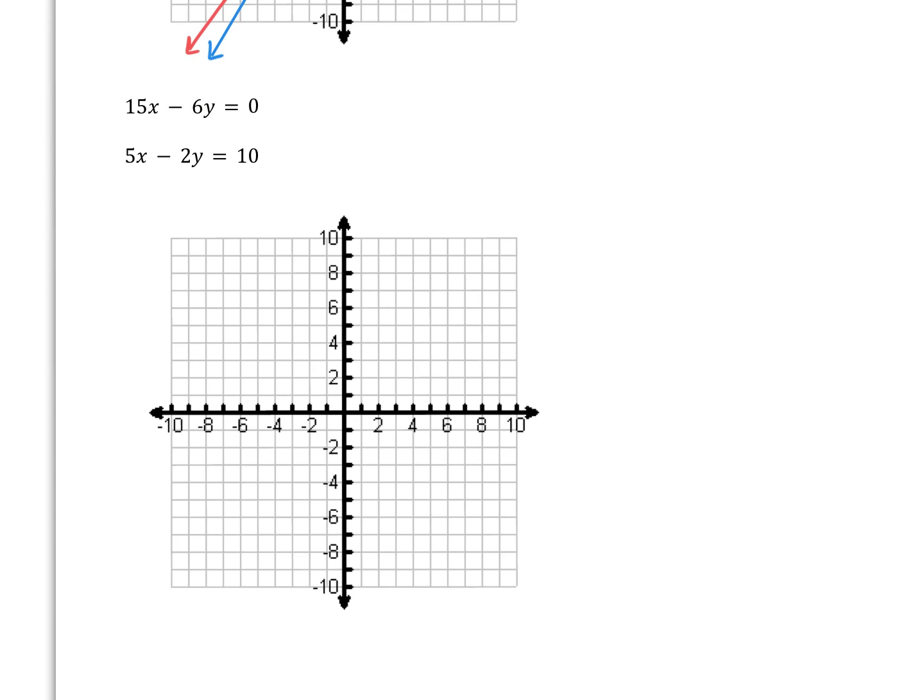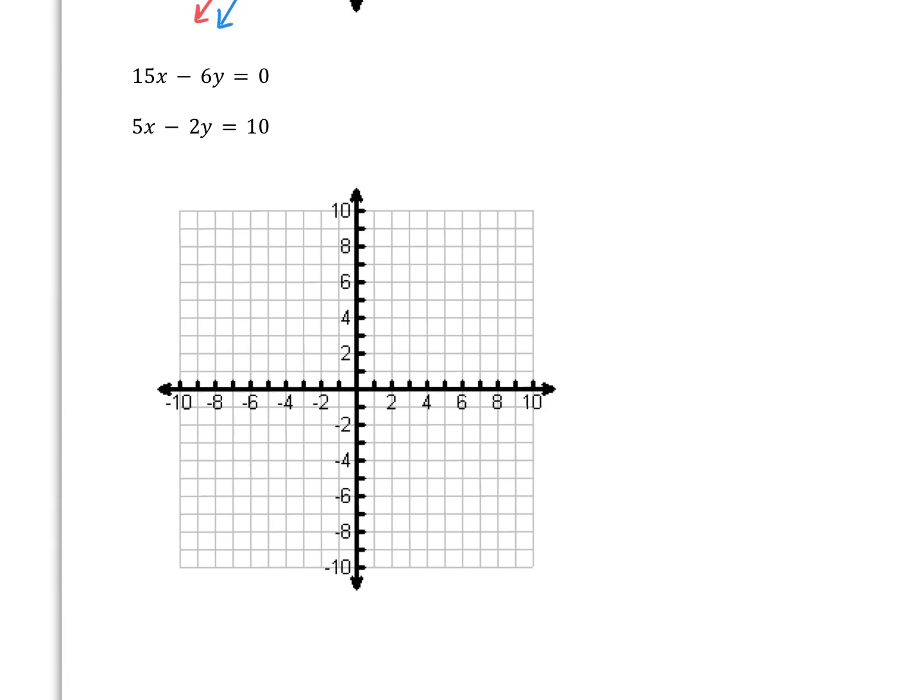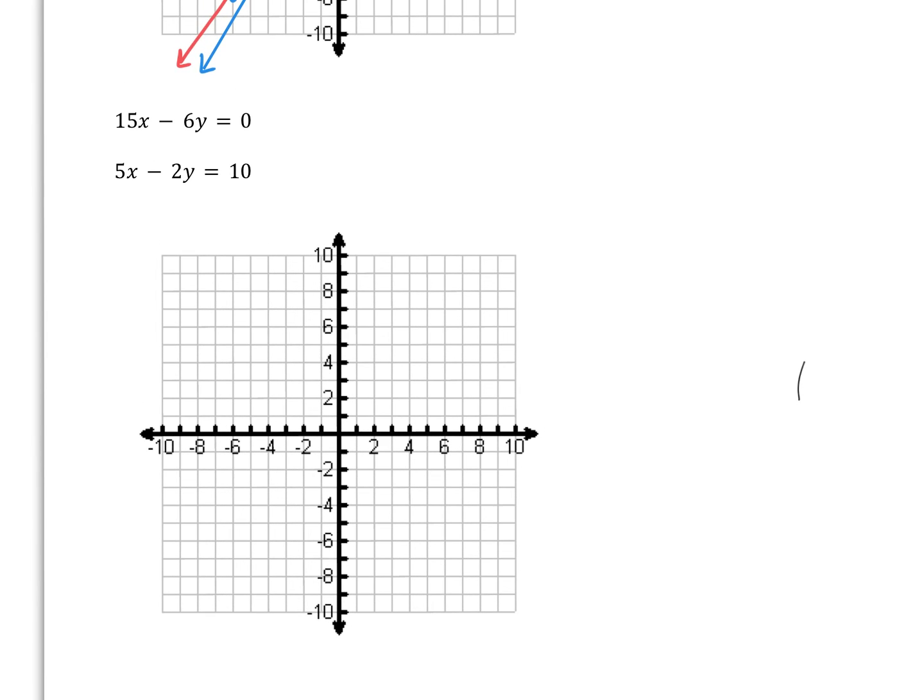All right, last example, we have 15x minus 6y equals 0, and 5x minus 2y equals 10. So if I get it in slope-intercept form, by subtracting 15x and then dividing by negative 6, I'm going to get negative 5/6 x. And 0 divided by negative 6 is still 0, so I'm not going to bother putting the plus 0 there. For my second equation, I'm going to subtract 5x and then divide by negative 2, so I'm going to get 5/2 x.